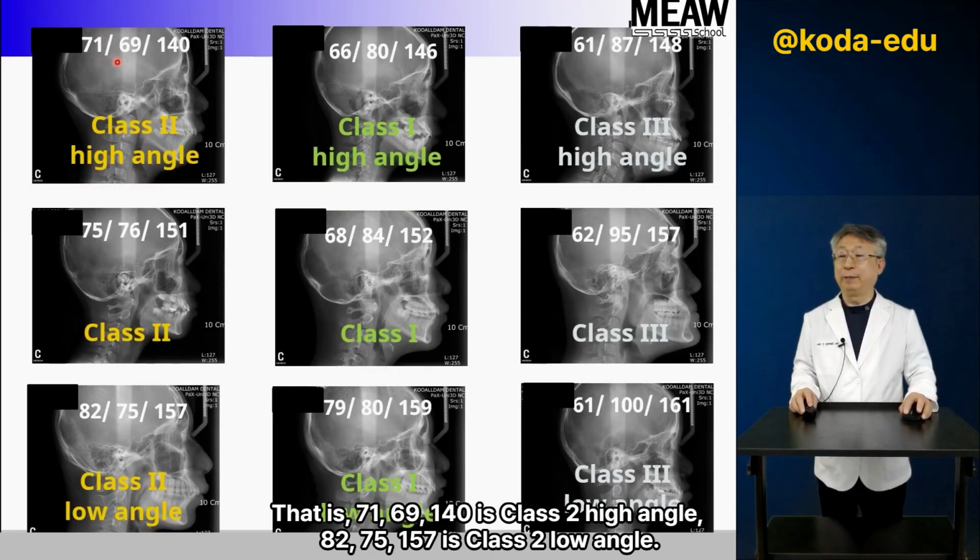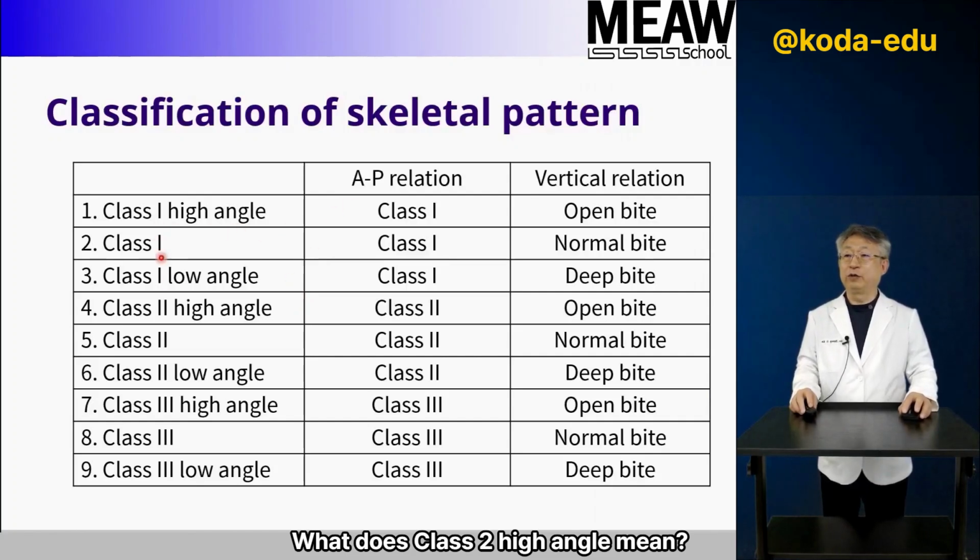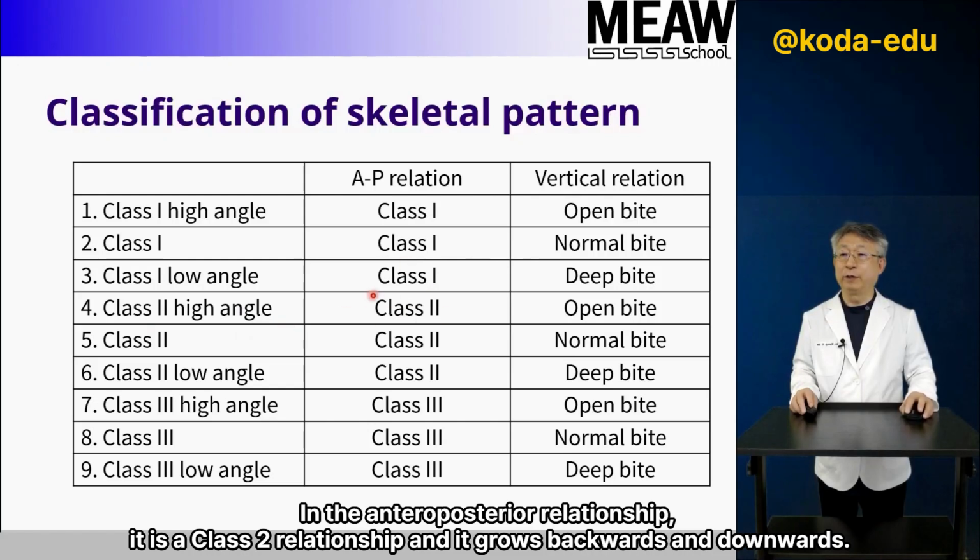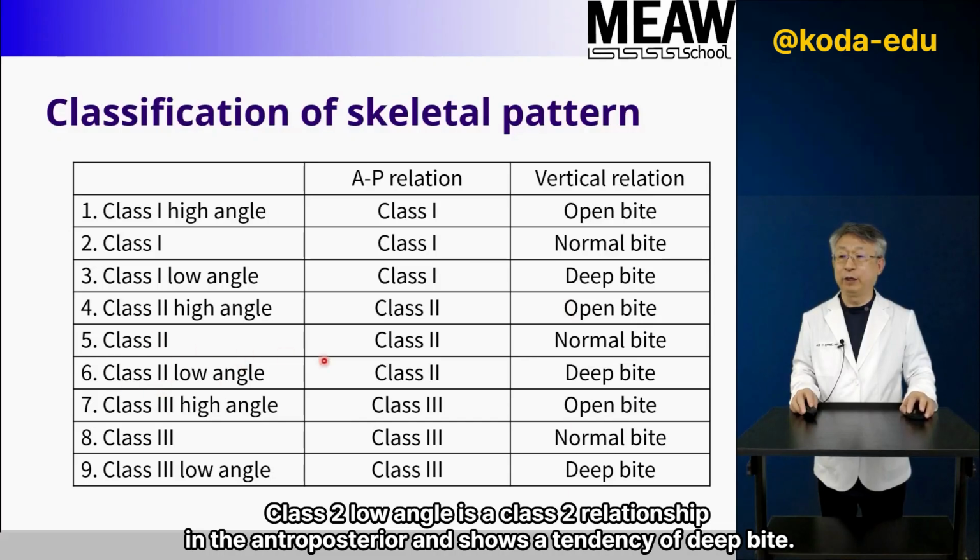That is, 71, 69, 140 is Class 2 high angle, 82, 75, 157 is Class 2 low angle. What does Class 2 high angle mean? In the anteroposterior relationship, it is a Class 2 relationship and it grows backwards and downwards. Class 2 low angle is a Class 2 relationship in the anteroposterior and shows a tendency of deep bite.